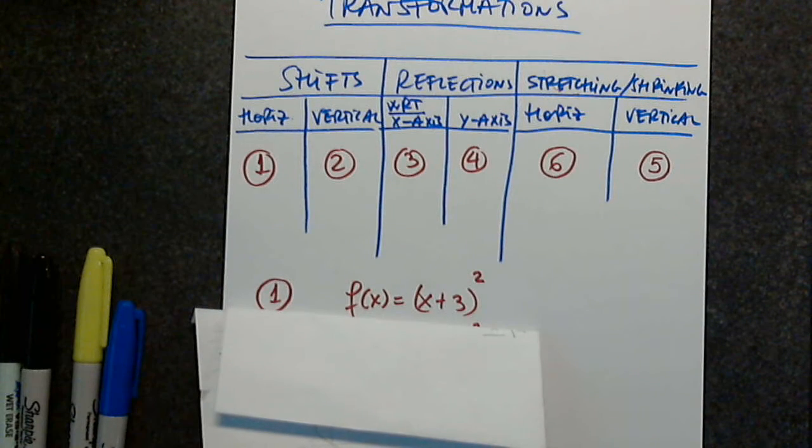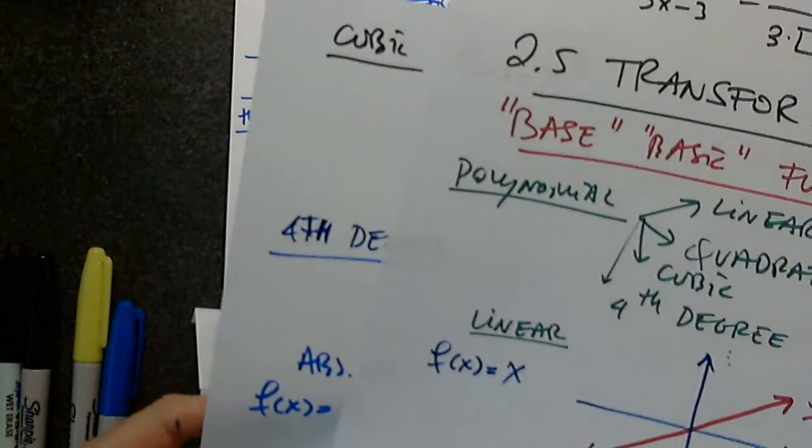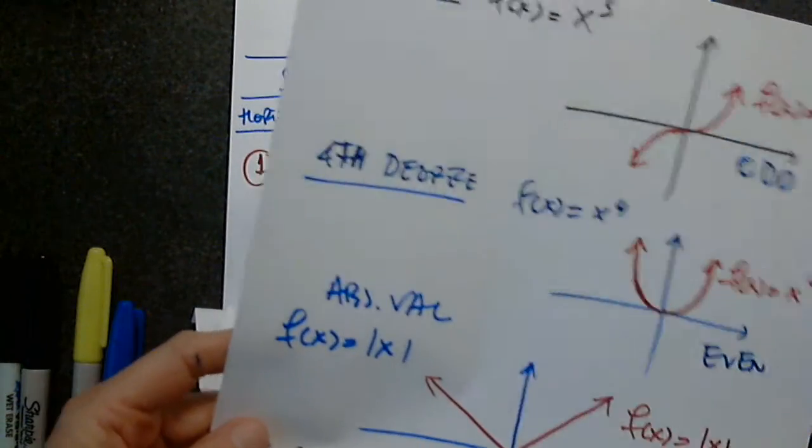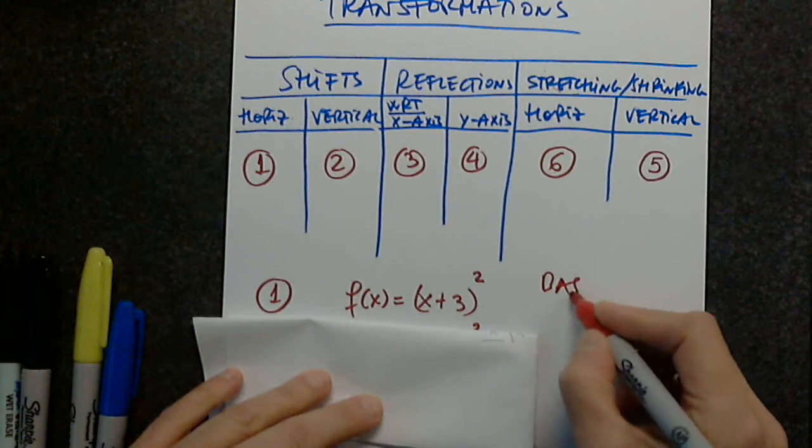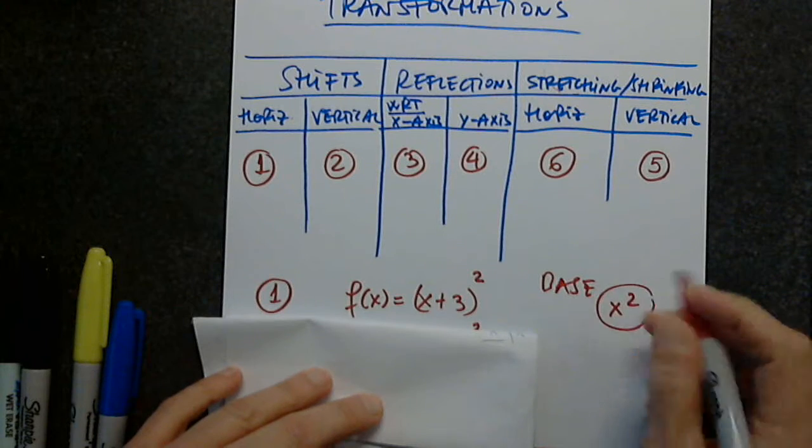Let's look at function f and analyze, or I'm going to ask you this question. Which function from all these types, we had 1, 2, 3, 4, 5, 6, 7 different types, which of these 7 basic functions was used to create the function x plus 3 squared? Quadratic, very good. So obviously I will say the base or basic function is x squared.